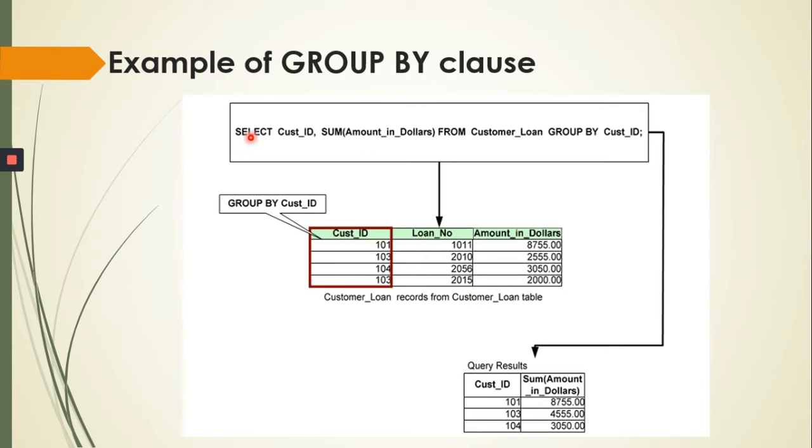So we select the column customer ID, and here we want the sum of the amount. So we use sum of amount in dollars from which table? The customer loan table, and we are using group by on which column? Customer ID. So it will give output like this. This is the example of the group by clause.